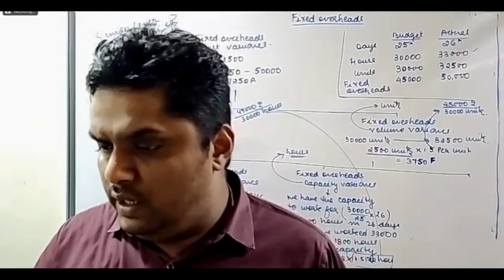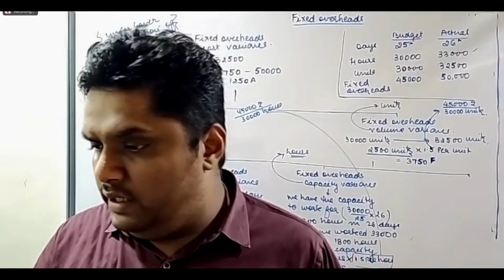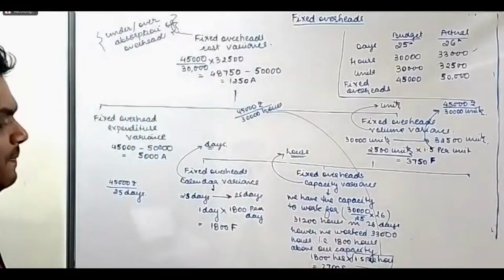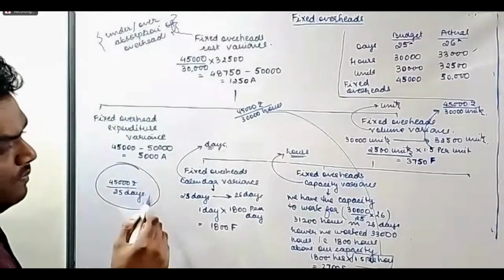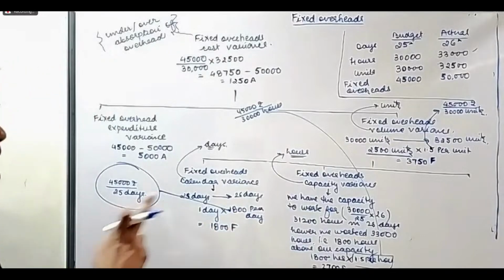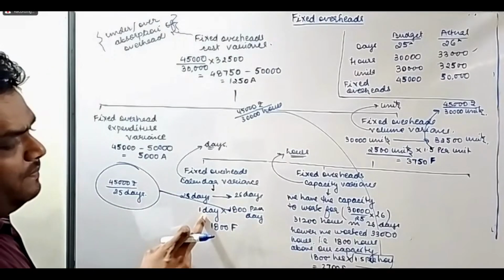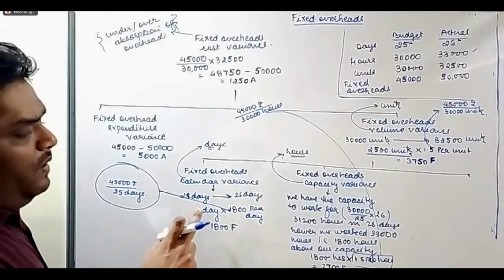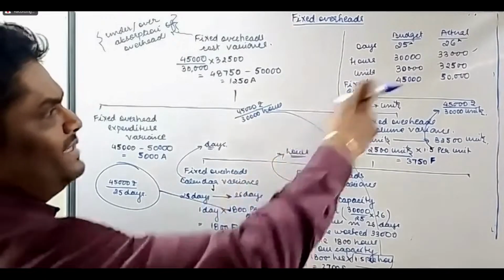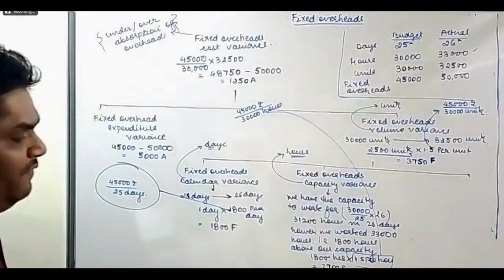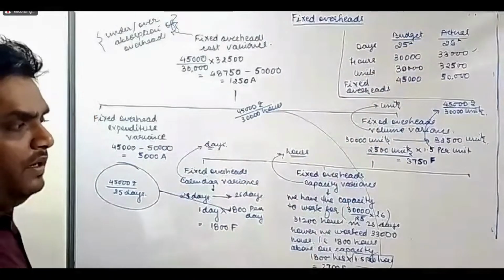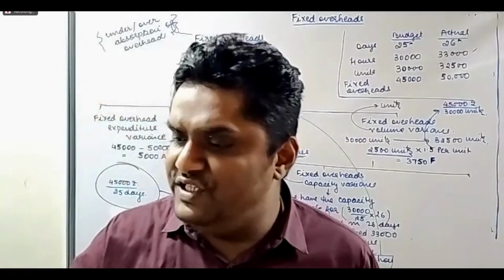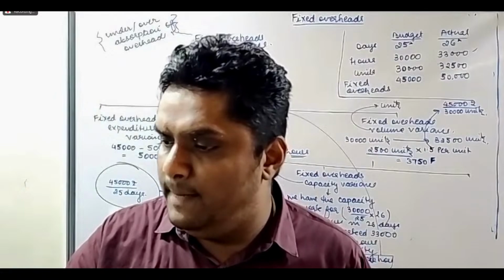Sir, in fixed overhead calendar variance, how to calculate 1800 per day? So very simple. See, since we have calculated the number of days, we'll be taking the rate per day. So 45,000 divided by 25 days. So this is how I got 1800 per day. I'll be calculating the efficiency variance separately, Kiran. Don't worry.